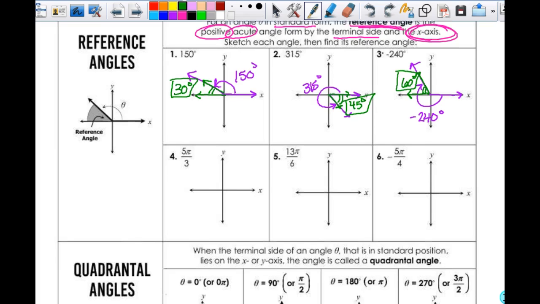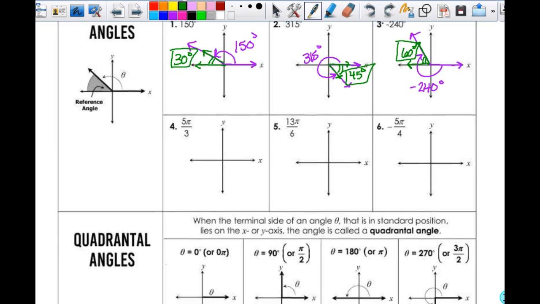All right. So then let's look at the one with radians. So 5 pi thirds. Can you tell me at least which quadrant we would be in?